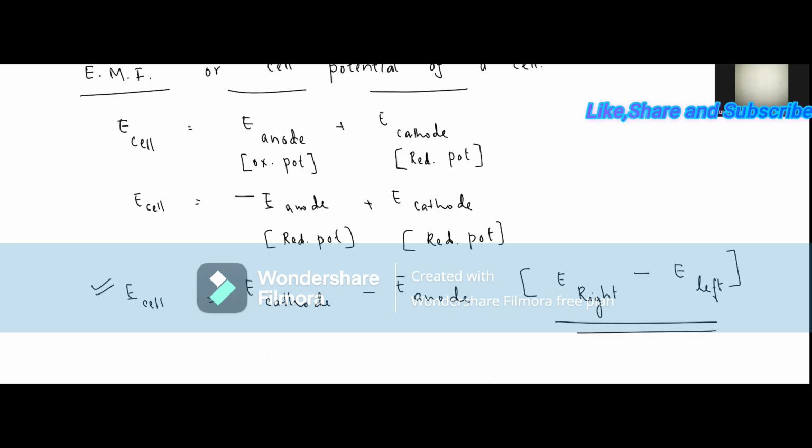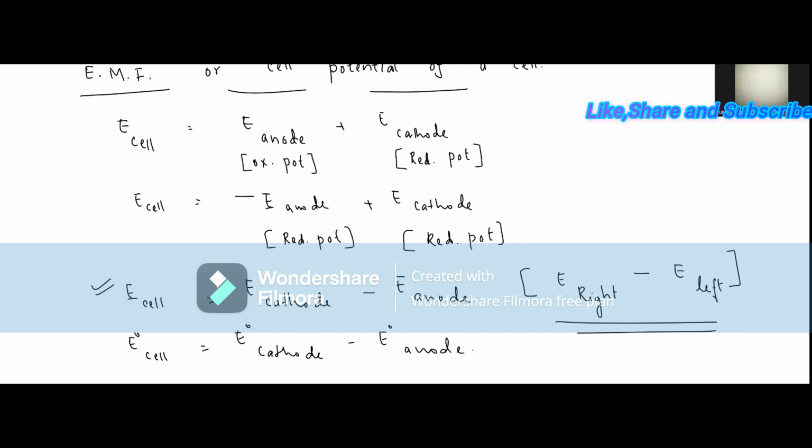Now, if the same thing is measured with a 1 molar solution and at 298 Kelvin, then E of the cell can be written as E naught of the cell, that is standard electrode potential. So E naught of the cell will be equal to E naught at the cathode minus E naught of the anode.